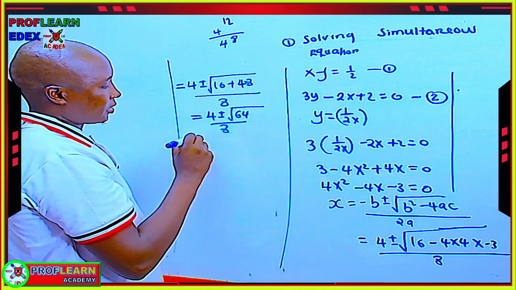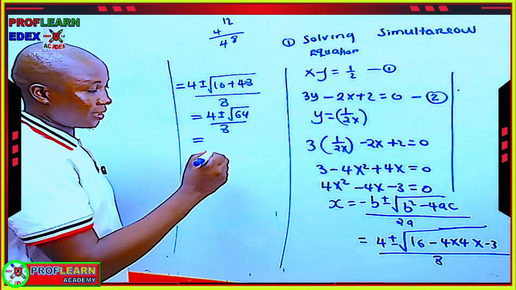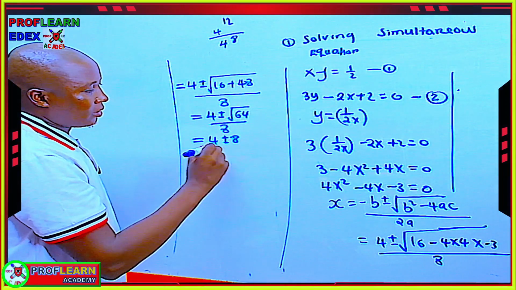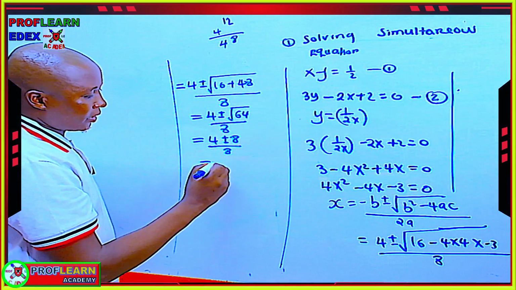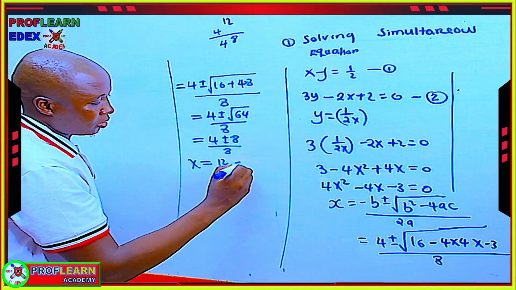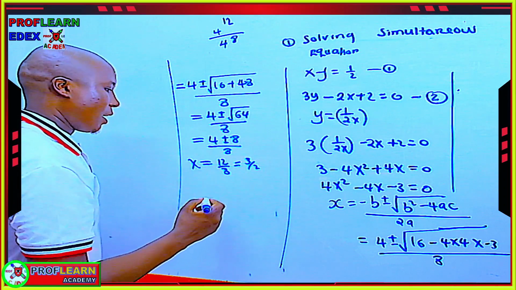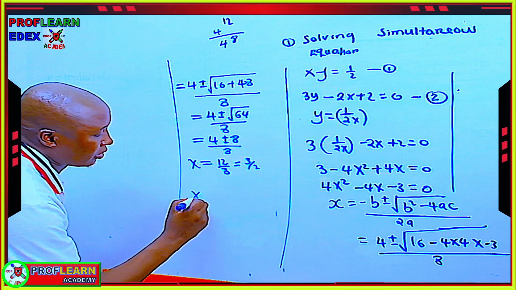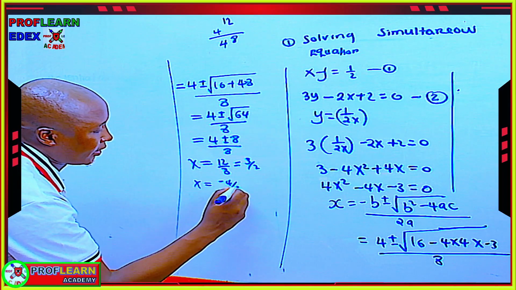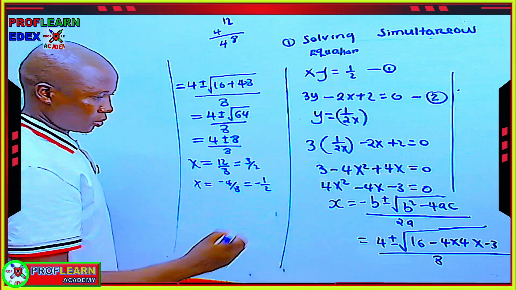64, over 8. You can see we're going to have the square root of 64 in this case, and this translates to 8. So this is 4 plus or minus 8 over 8. The first answer for x is 12/8, which translates to 3/2. The second answer for x is -4/8, which translates to -1/2.